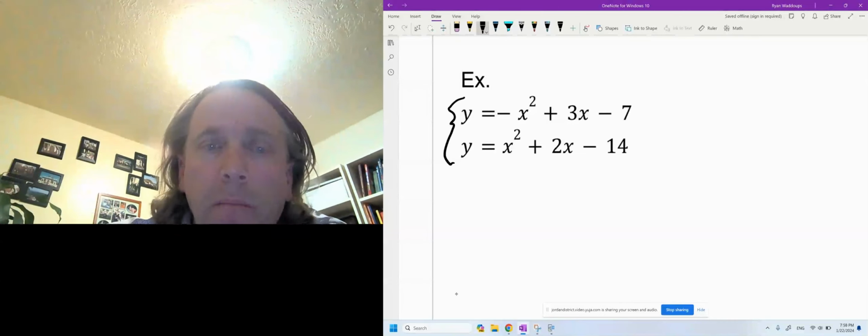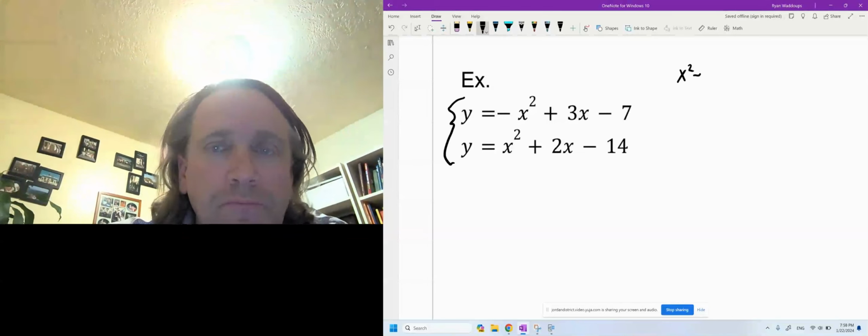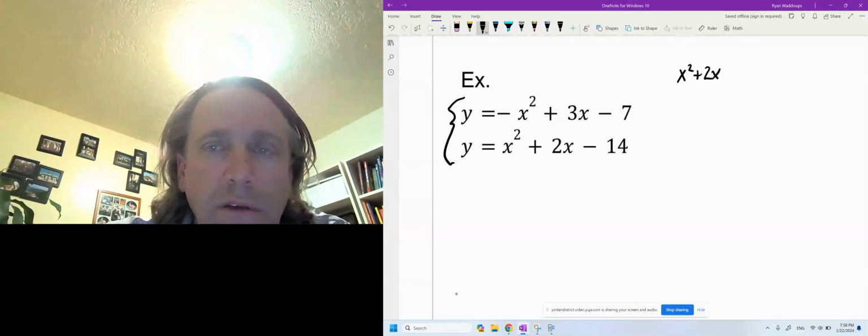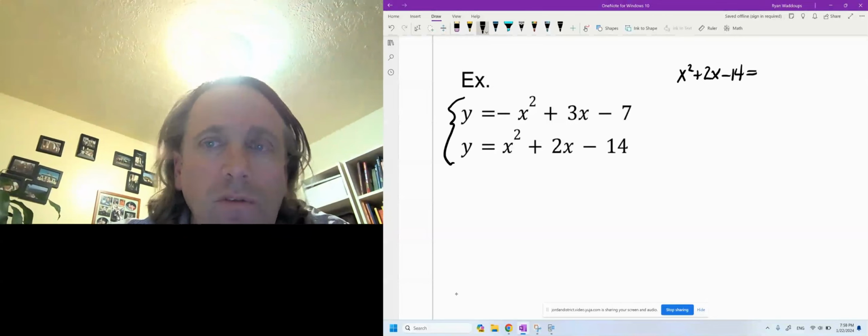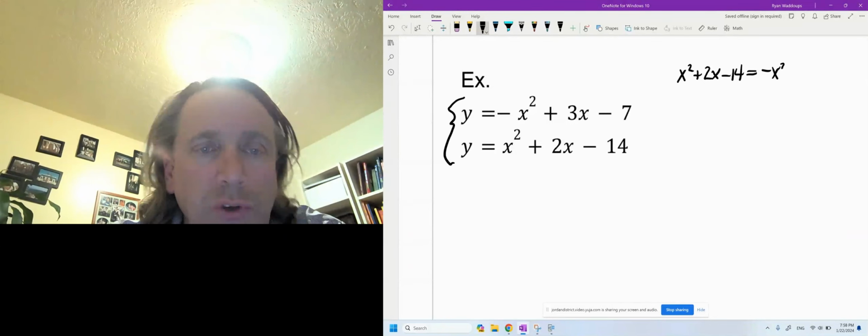So as a result, I'd get x squared plus 2x minus 14 is equal to negative x squared plus 3x minus 7. And then I want to put it in standard form. So I'm going to add x squared here and over here as well. I'm doing the same thing to both sides of my equal sign, and that cancels this x squared. Then I'm going to get rid of that 3x because it's plus 3x. I'm going to subtract 3x here and here.